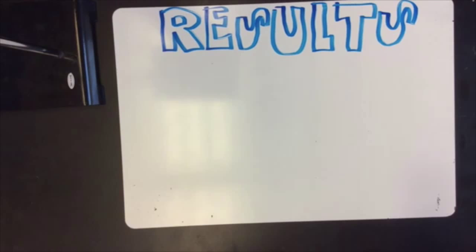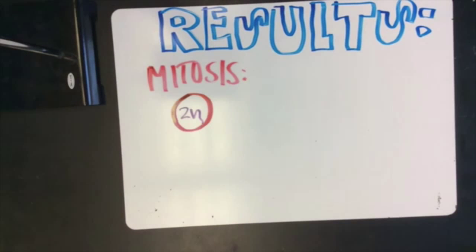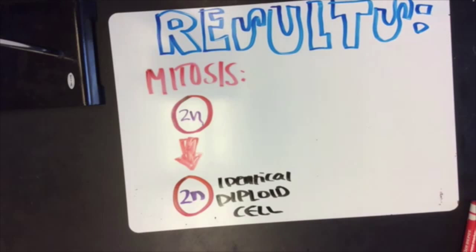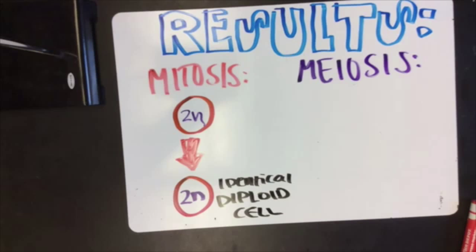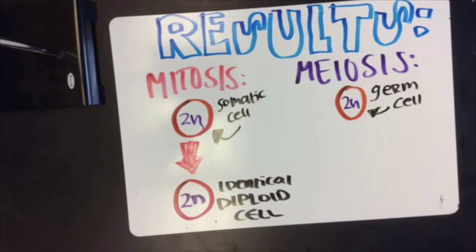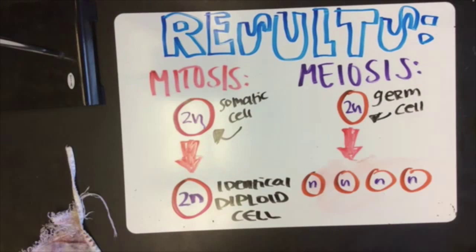Review! Mitosis is done by somatic cells, which is the cell division resulting in 2 identical diploid cells. Meiosis is completed by gamete cells and occurs from germ cells, which make 4 genetically different haploid daughter cells.